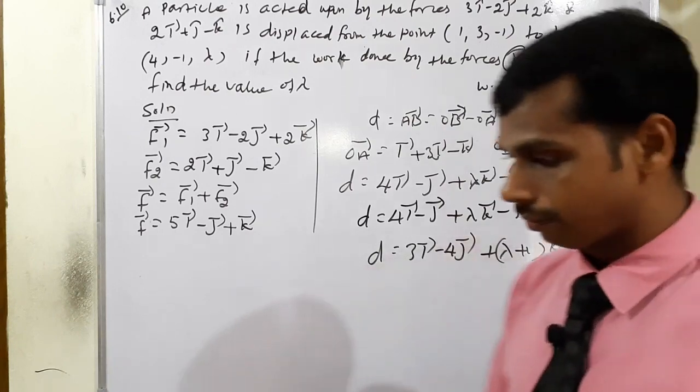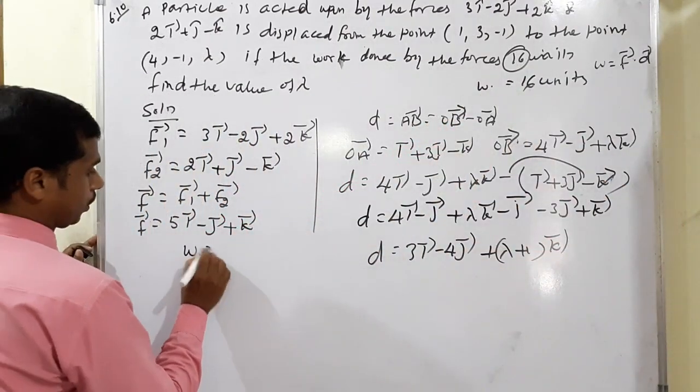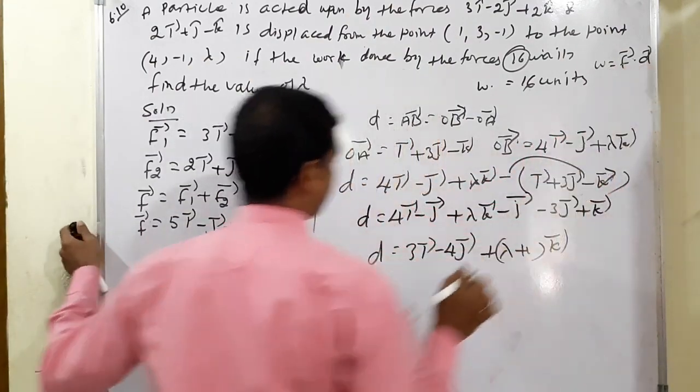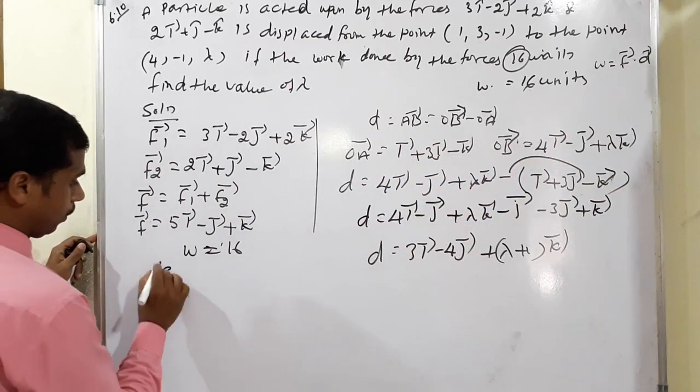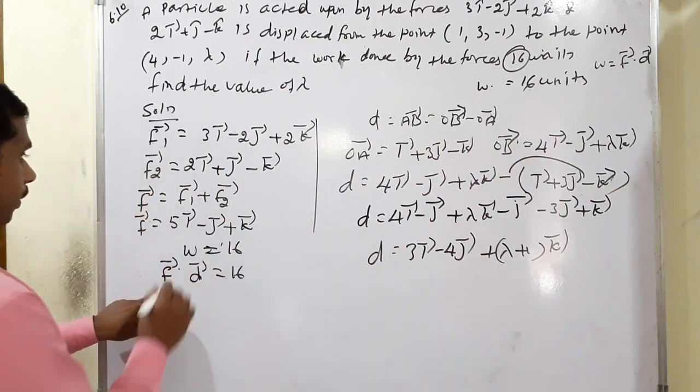This is called D. It is already given that the work done is equal to 16, isn't it? What is the meaning of work done? Force dot displacement. So F vector dot D is equal to 16. What is the meaning of F vector?